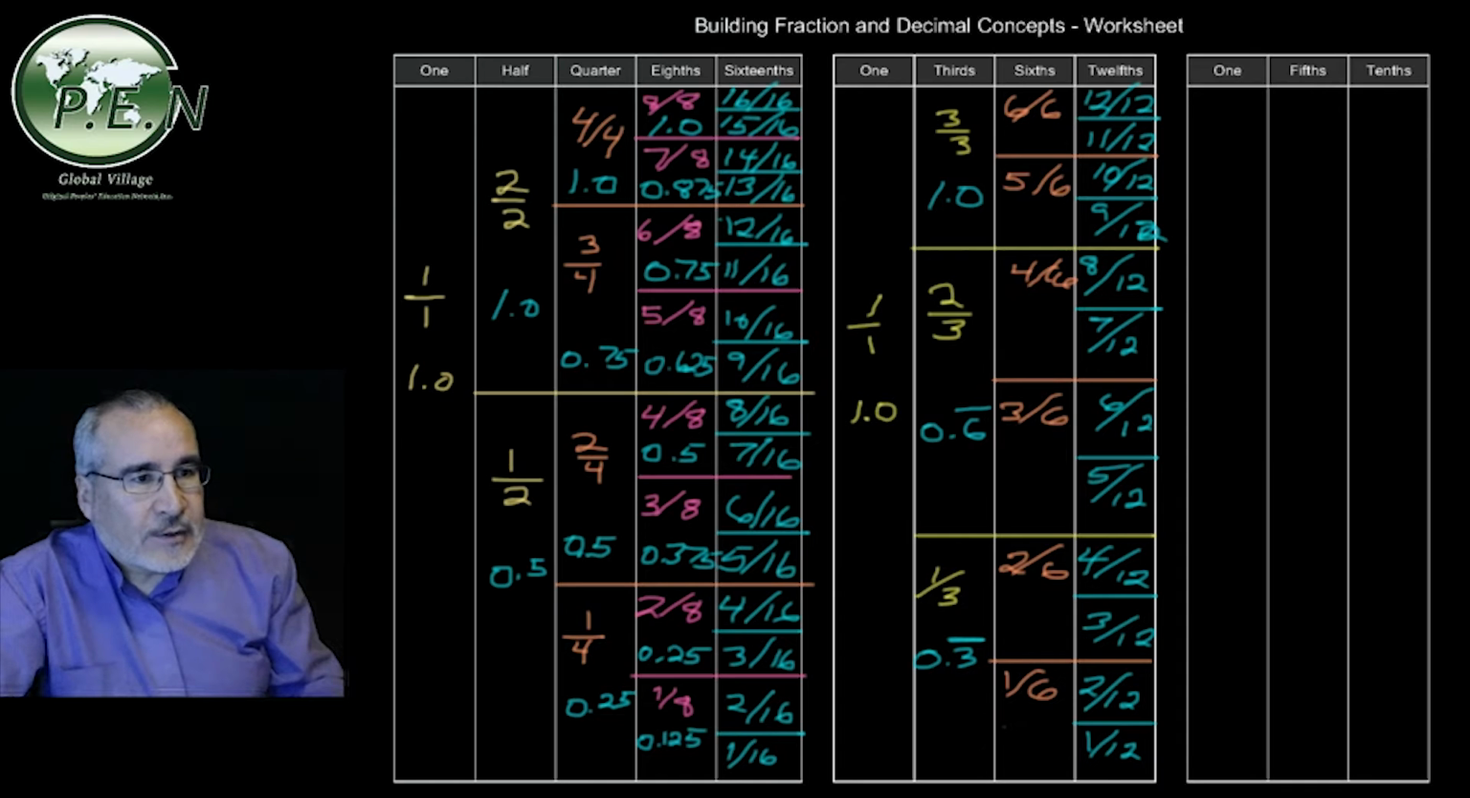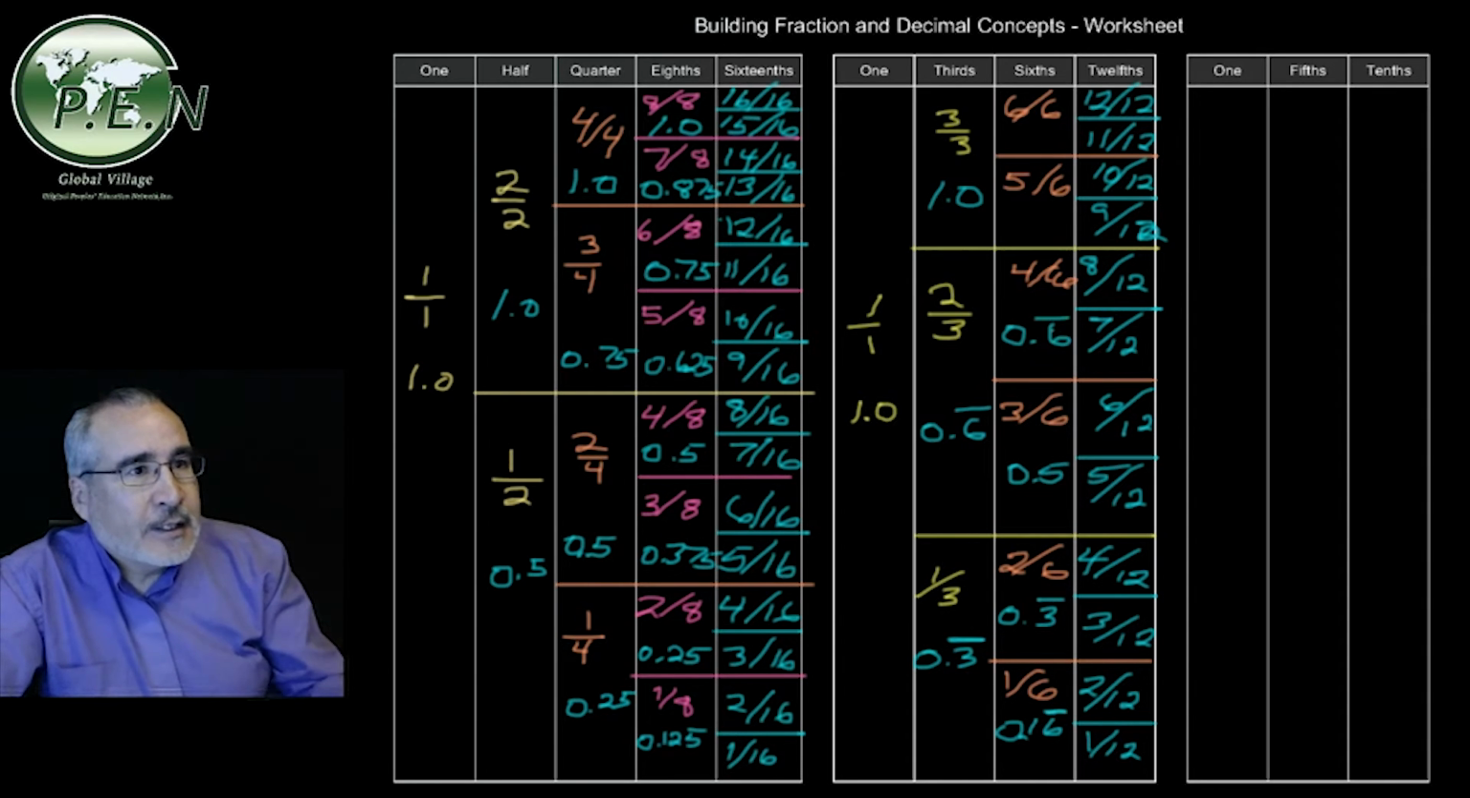1/6 gives us 0.16 with the 6 repeating afterwards, so we put a bar just on the 6. 2/6 is going to be the same as 1/3, so that's 0.3 repeating. 3/6, well, that one ends up being a nice value. It's 0.5. It's a half. 4/6, we're back to 2/3. It's the same thing, so we get 0.6 repeating.